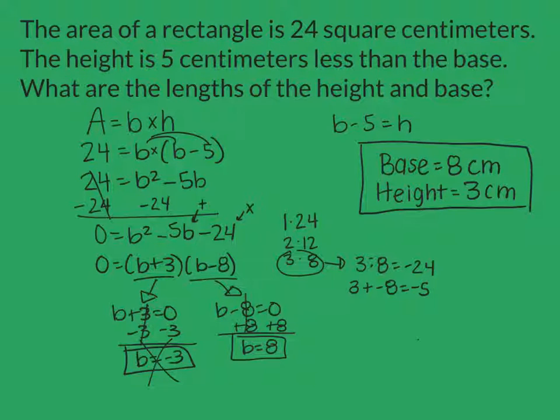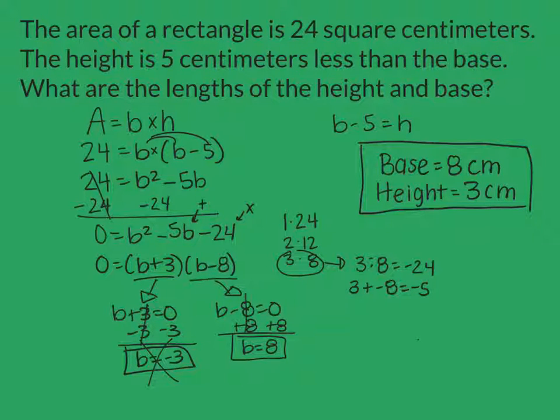So here's the work that you should have for the second problem. So again, you need this entire process to, in the end, get the answer that the base is 8 centimeters and the height is 3 centimeters. If you weren't quite sure of the work, I'll quick walk through how I did this now. So we're finding the area of a rectangle. So again, the formula is area equals base times height.